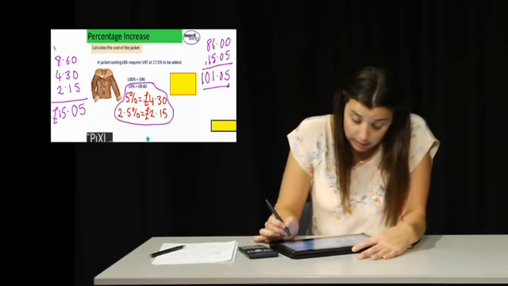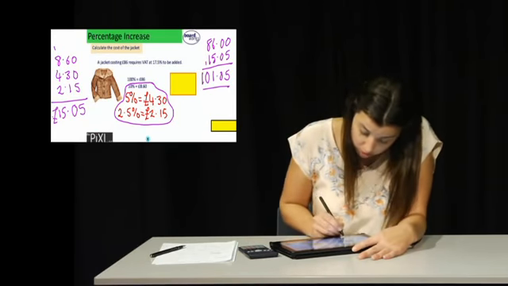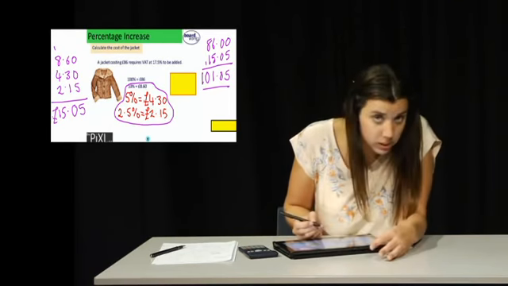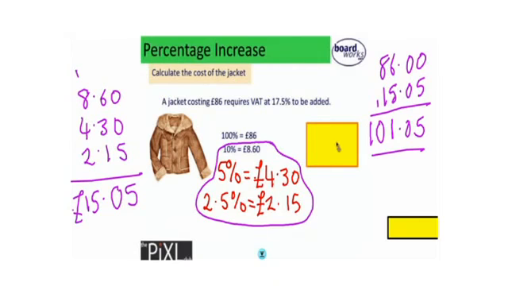Alternatively, we can use a calculator. If we want to use a calculator, we can use our multiplier like we did before. We've got 100%, add 17.5%, is actually 117.5%. So our multiplier is 1.175. 1.175 multiplied by 86 comes out on the calculator exactly the same answer, £101.05.